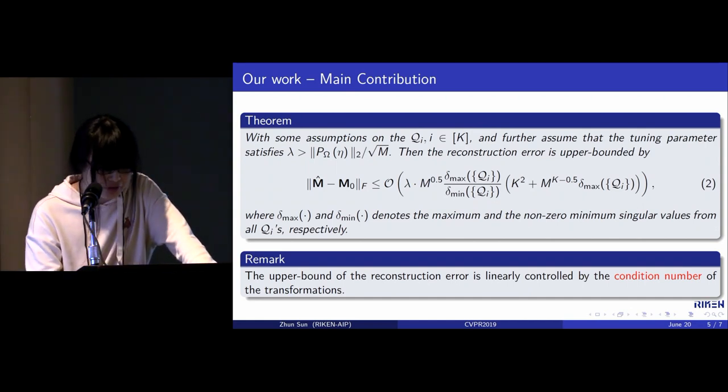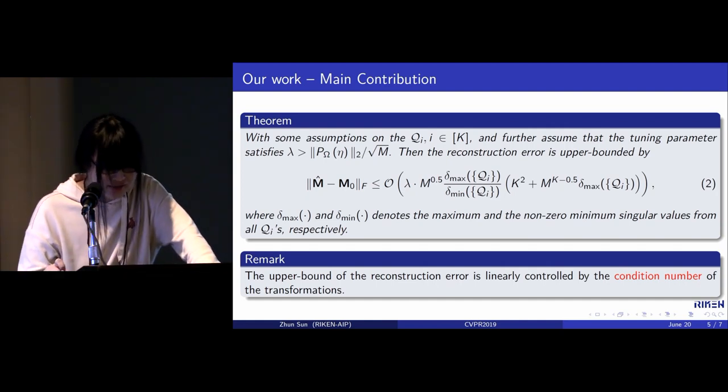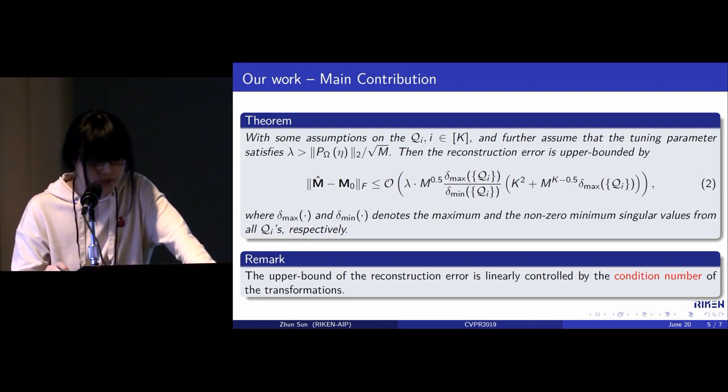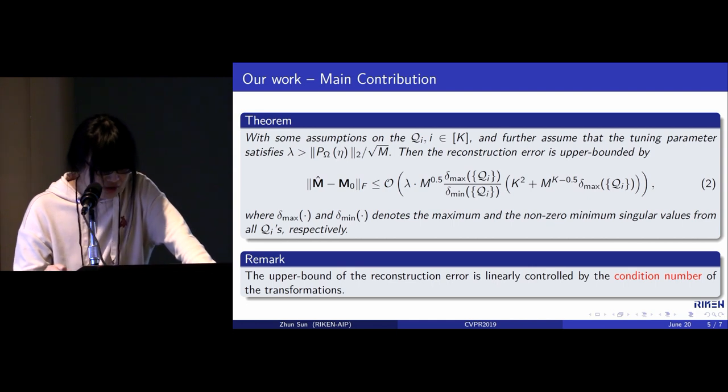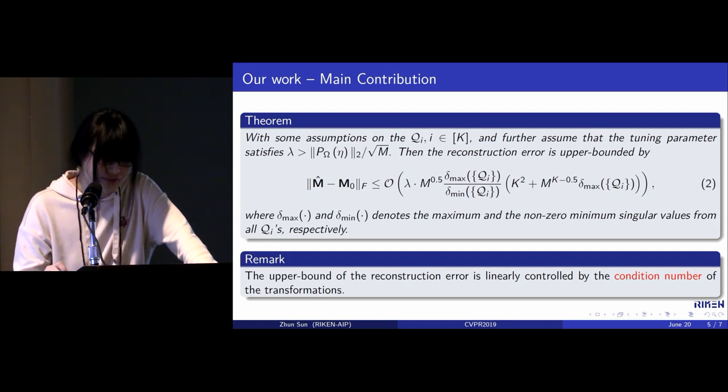So here is the main result of our work. In this theorem, we present a deterministic upper bound of the reconstruction error in terms of the tuning parameters, the size of the matrix, and the number of linear transformations and their singular values. The word deterministic means that there is no probabilistic assumption.